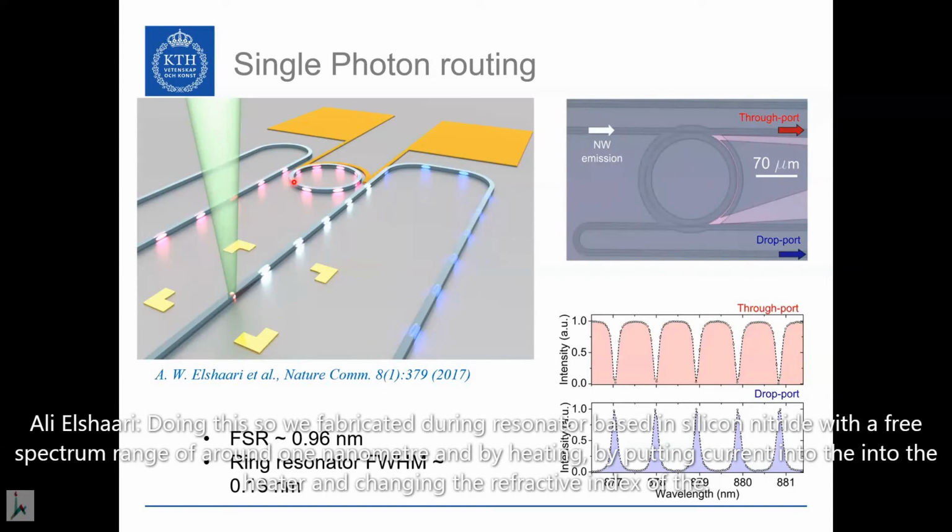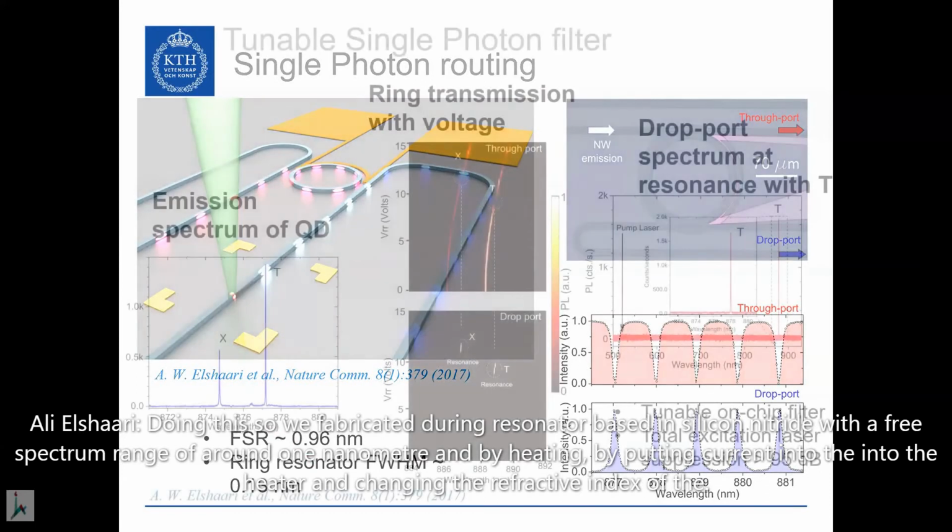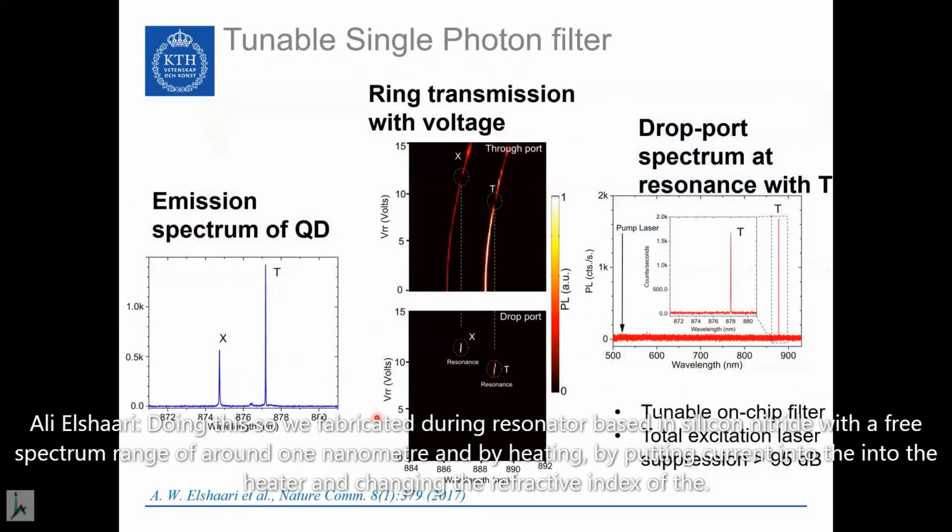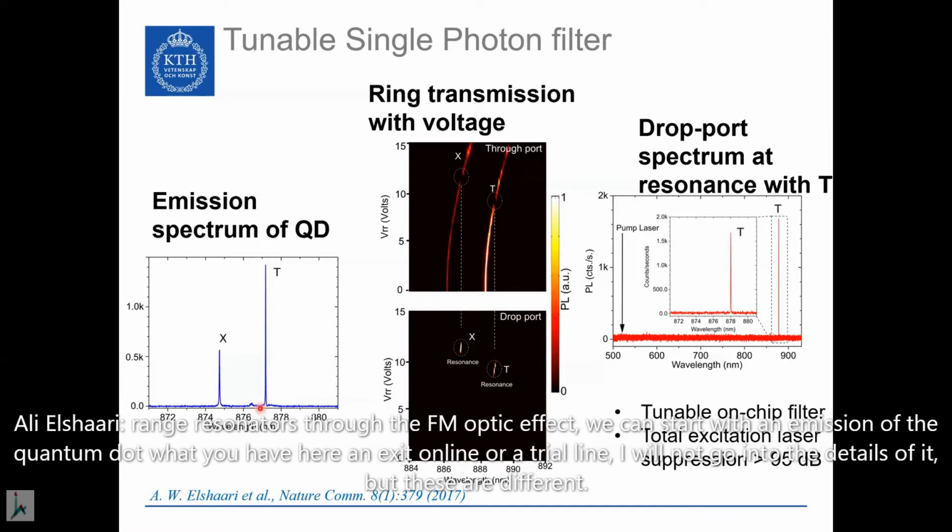We fabricated a ring resonator based on silicon nitride with a free spectral range of around 1 nanometer. By putting current into the heater and changing the refractive index of the ring resonator through the thermo-optic effect, we can start with an emission of the quantum dot, where you have here an exciton line or a trion line.